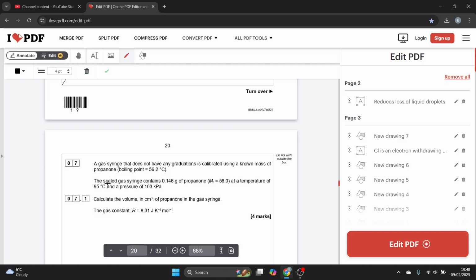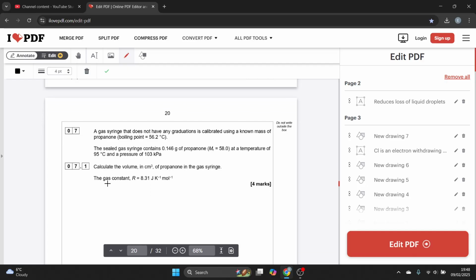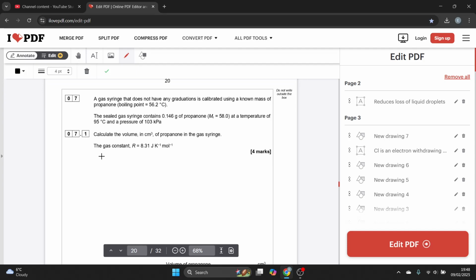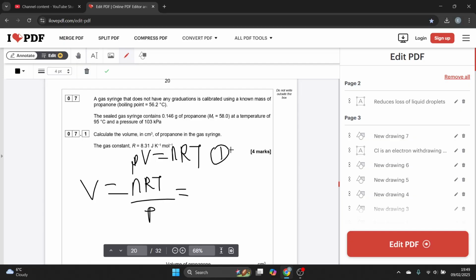Question 7. Calculate the volume in centimeters cubed of propanone in the gas syringe. A gas syringe that does not have any graduations is calibrated using a known mass of propanone. It is sealed in the gas syringe containing this much propanone at a given temperature and pressure. Calculate the volume in the gas syringe. So I'm going to use PV equals nRT. Therefore, V equals nRT divided by P. Very simple. Then I'm going to convert the units. First things first, I need to find out the moles of propanone. The moles of propanone is 0.146, the mass over the Mr.